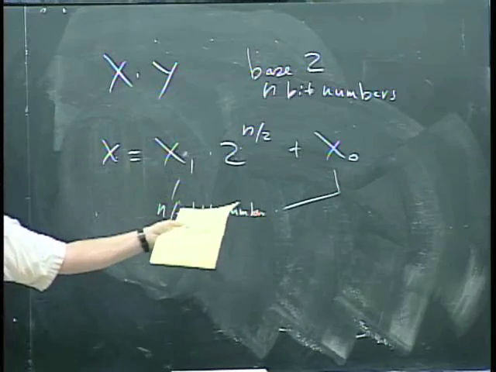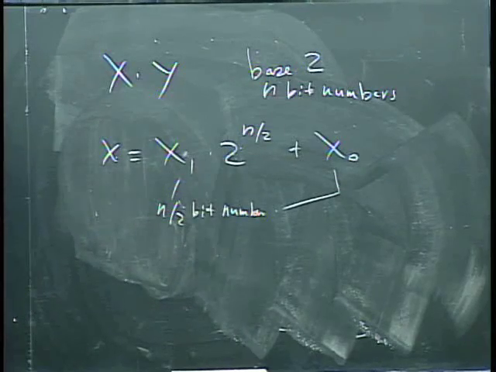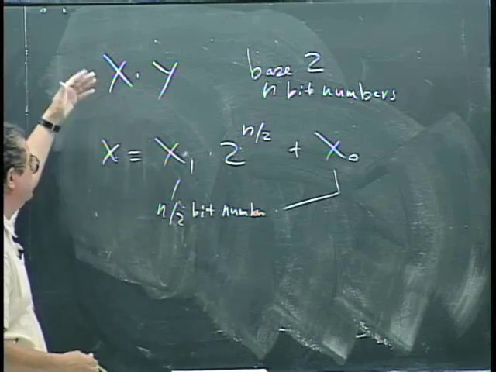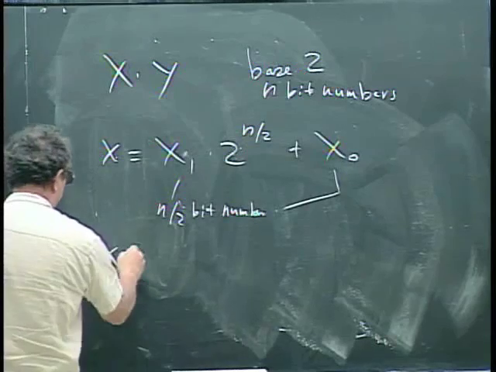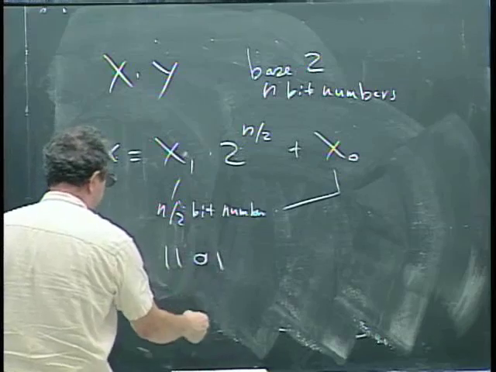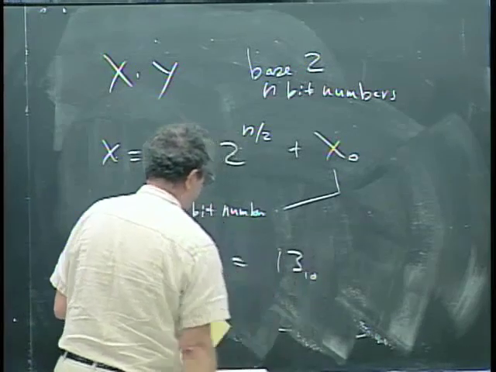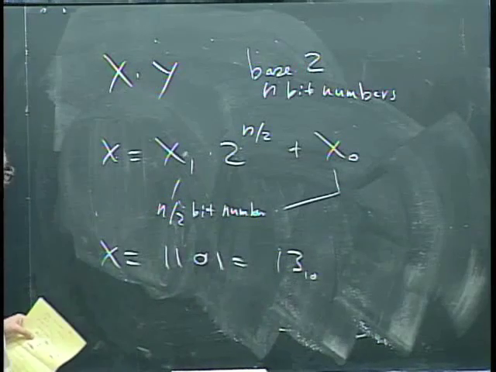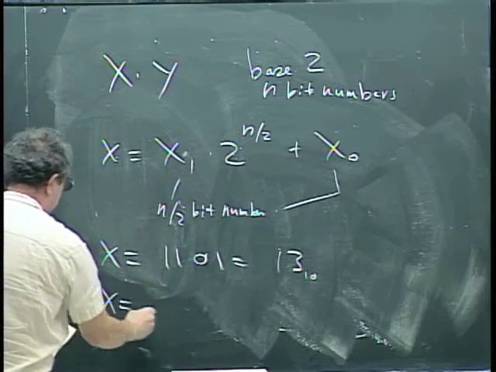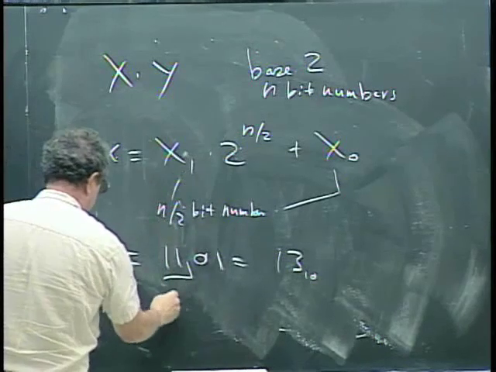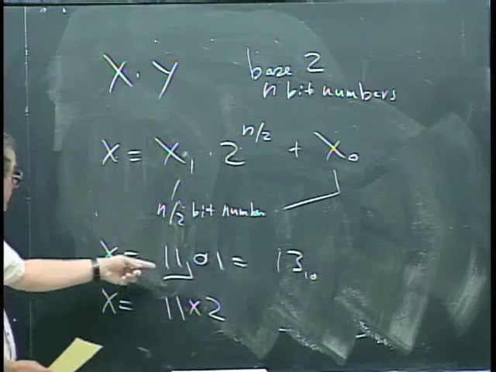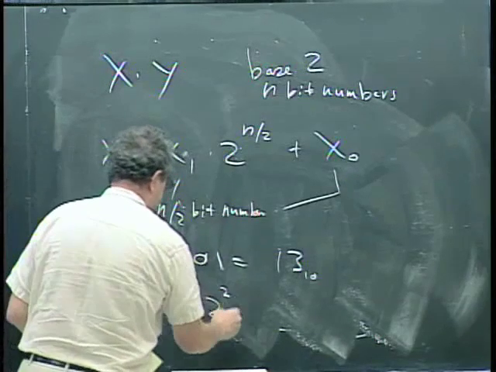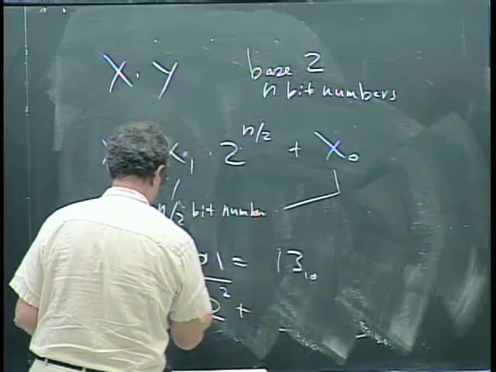This is just the analogous thing to saying that this was the ones place, the tens place, the hundreds place. Now we have binary places: the 1 place, 2 place, 4 place, 8 place, and so on. So anybody want an example of this? Okay, I'll give you an example. X equals 1101, that's base 2, which is equal to 13 base 10. What this is saying is that we can think of x as x1, which is 11, times 2 squared, since n here is 4, plus x0, which is 01.